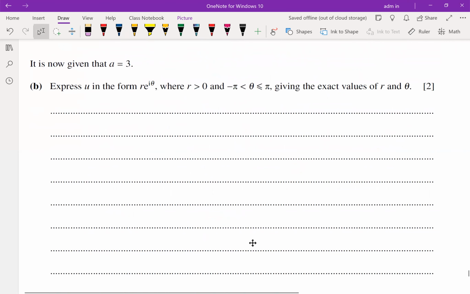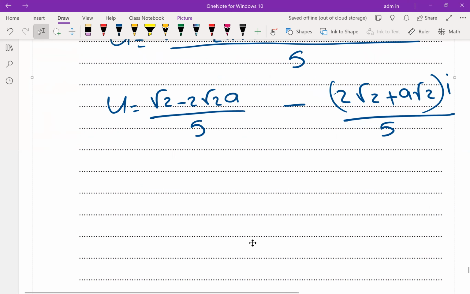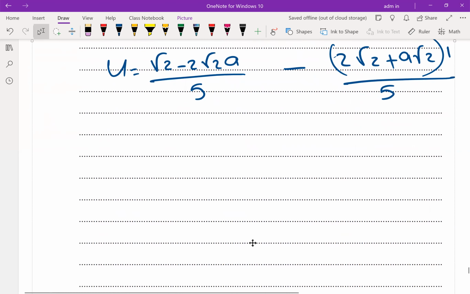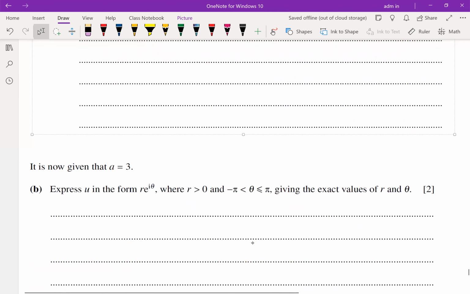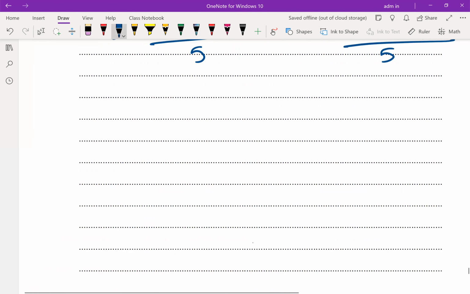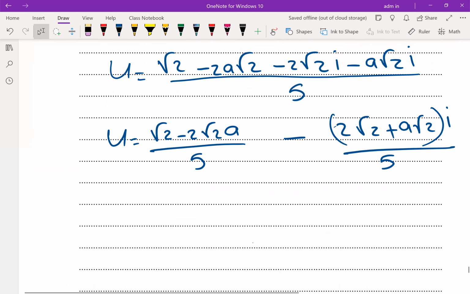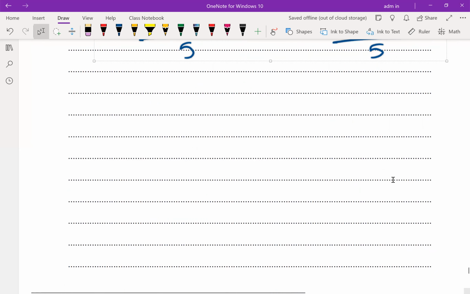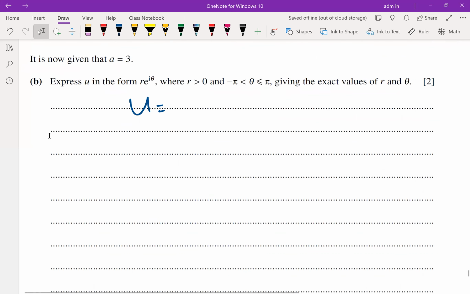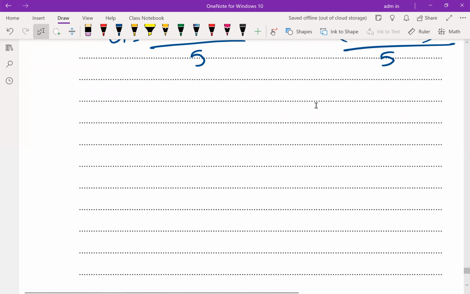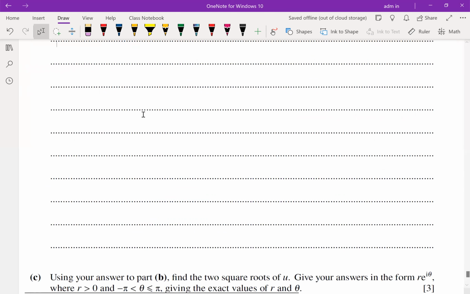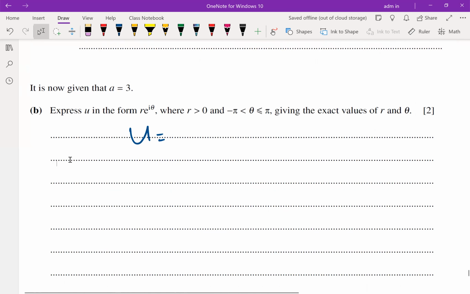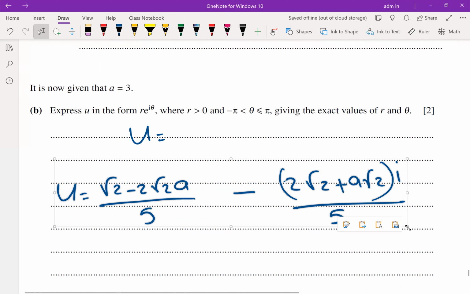It's given now a is equal to 3. So you can simplify your answer. If a is equal to 3, you can start from the beginning, or you can start from this step directly and remove a and write 3. Let's start from the final step. Substitute a is equal to 3. Start with this part.